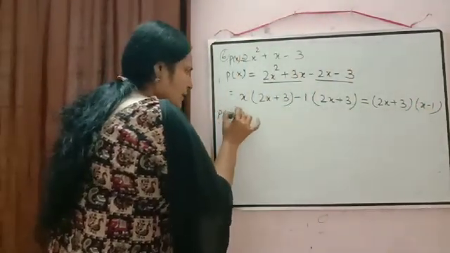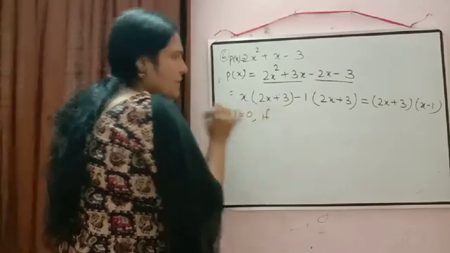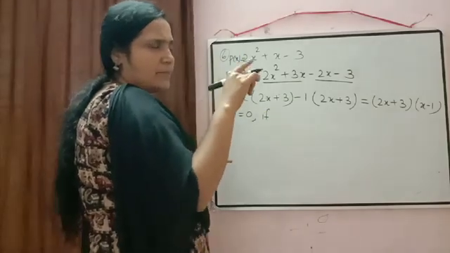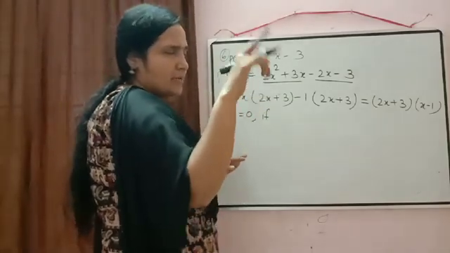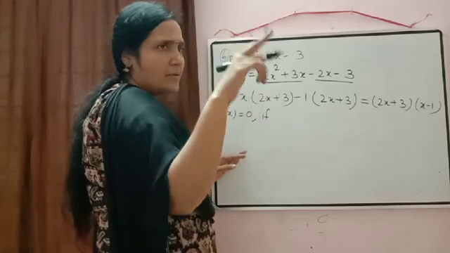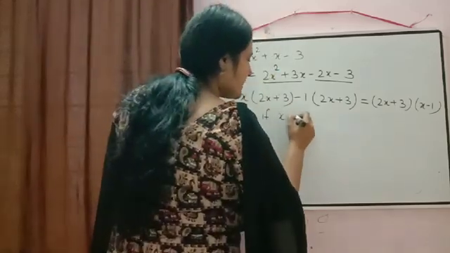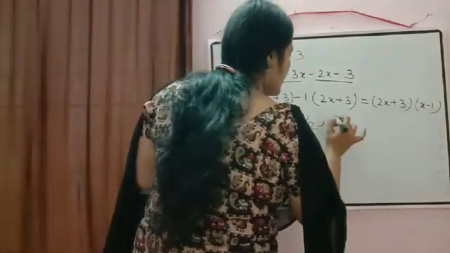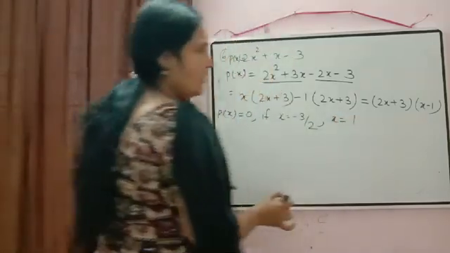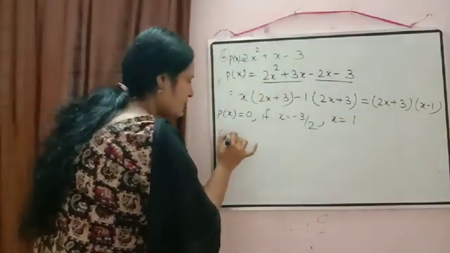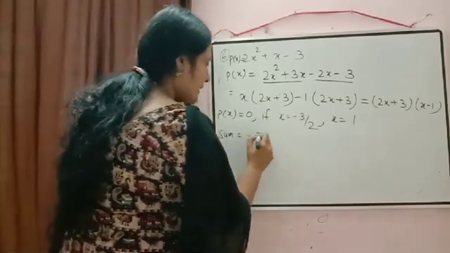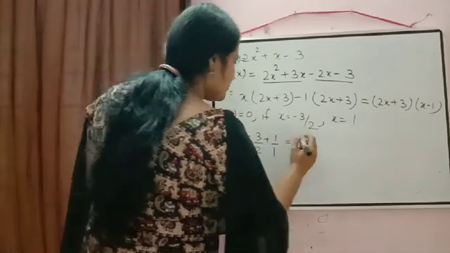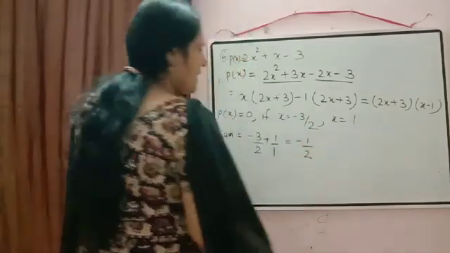Now write down here P of x will be equal to 0 if first one 2x plus 3 is equal to 0. So just calculate mentally. If 2x plus 3 is equal to 0, then 2x will be equal to minus 3. Then we will get x is equal to minus 3 by 2. And then x minus 1 is equal to 0 will give you x is equal to 1. Now we will verify the relation. Sum is equal to minus 3 by 2 plus 1. Add, what will come? Minus 3 plus 2. So that will be equal to minus 1 by 2.